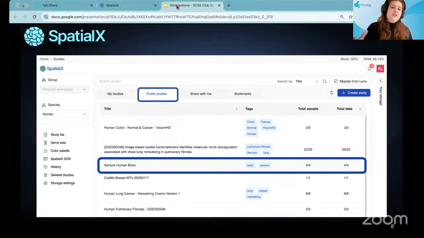So this particular study gives you an idea of how these technologies differ, which ones might be more accessible or more specific to your type of research question. The case study for glioblastoma utilizes the Xenium platform, and it mainly looks at in situ gene expression analysis.